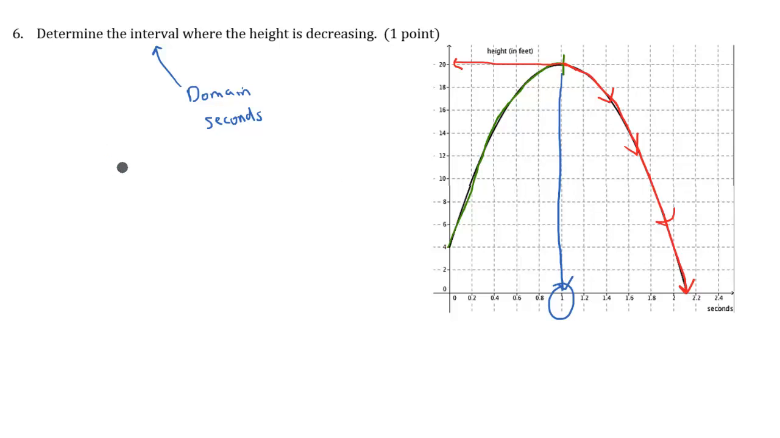So it goes from 1 second to, and they decrease all the way down to about this point, and I'm going to estimate this at about 2.1. So that's going to be 2.1 seconds. And if you're going to write this in interval notation, it's going to be [1, 2.1], and I'm going to use brackets because we're going to include 1 second and 2.1 seconds in our interval.